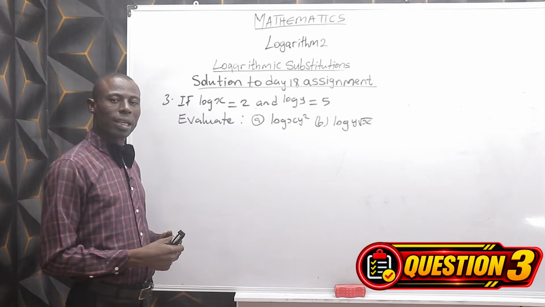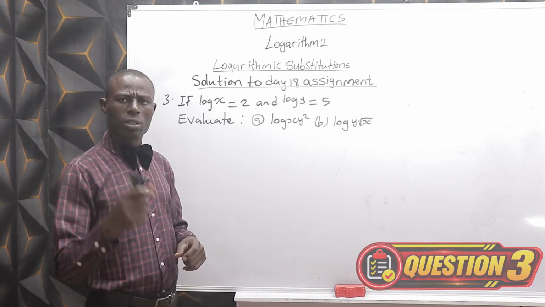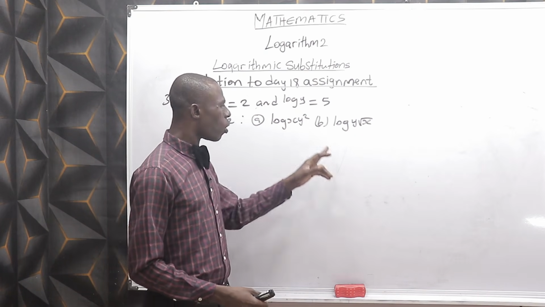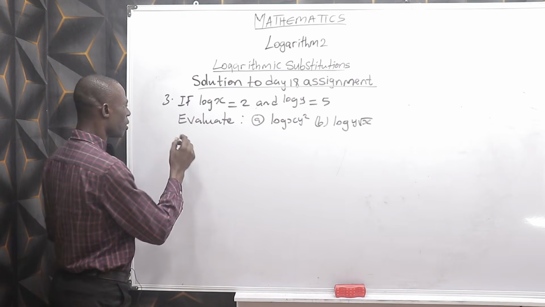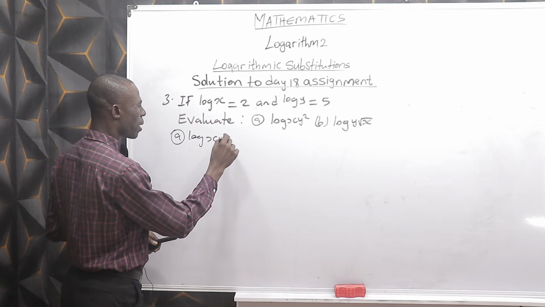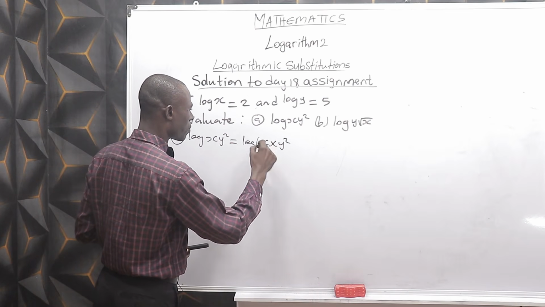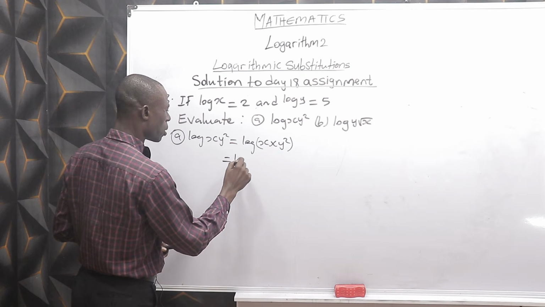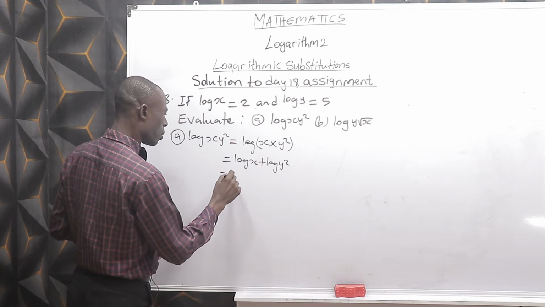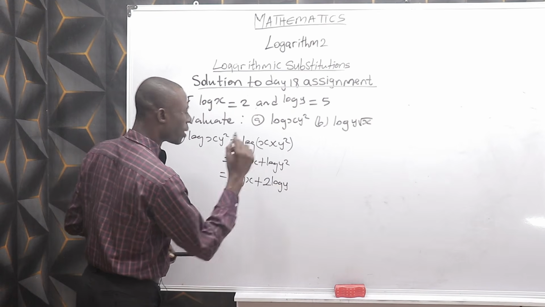Let's consider question 3. If log x is equal to 2 and log y equals 5, evaluate (A) log xy squared. Also question B, log y root x. It's all manipulation. Question A, log xy squared is the same thing as log x times y squared, which is log x plus log y squared, so log x plus 2 log y.